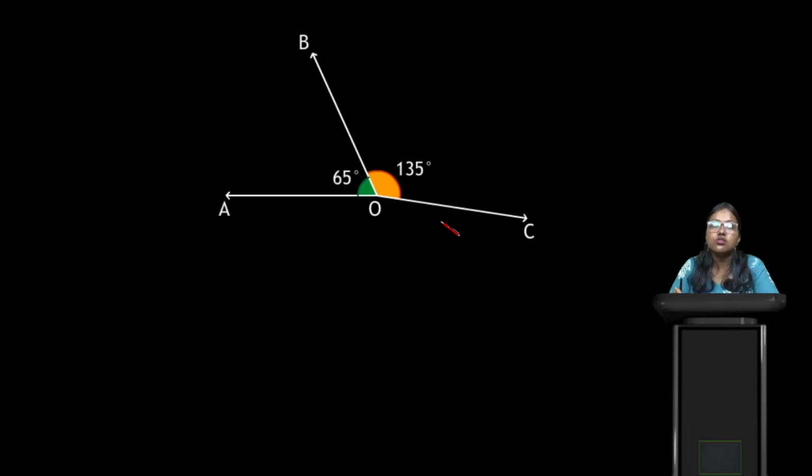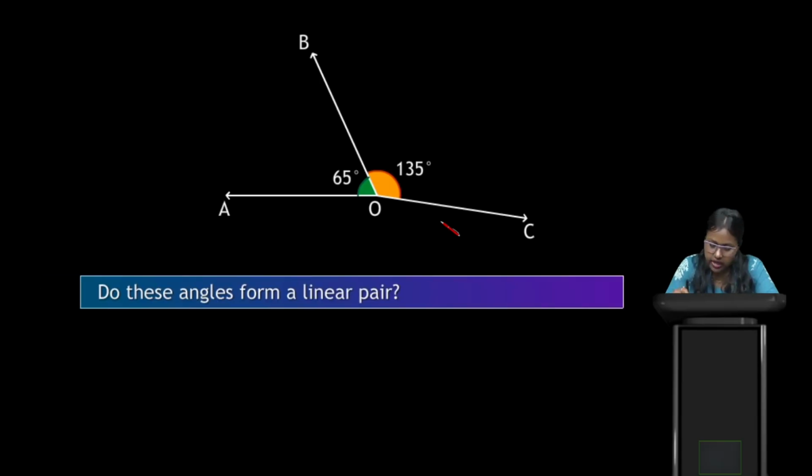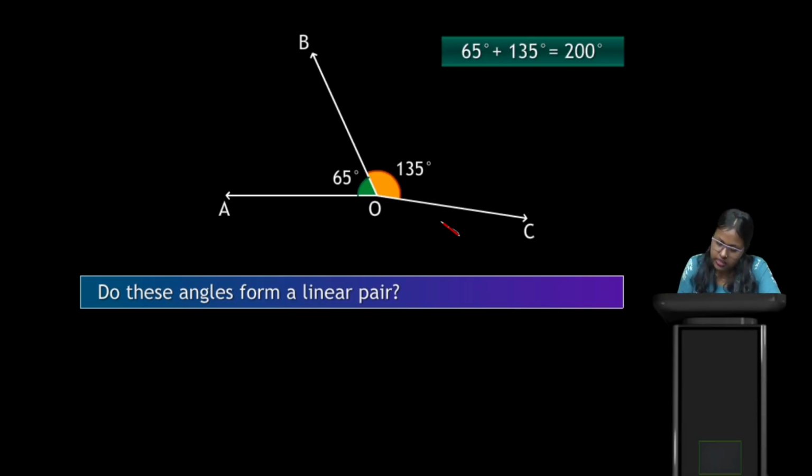So if I ask you, can you tell whether this is also a linear pair or not? Yes, this is not a linear pair. Why is it not a linear pair, my lovely children? Because if you add both the angles, what is the value you get? 65 plus 135. Is it 180? To make a linear pair, what do we know? The adjacent angle sum must be 180, because 180 is called the straight angle.